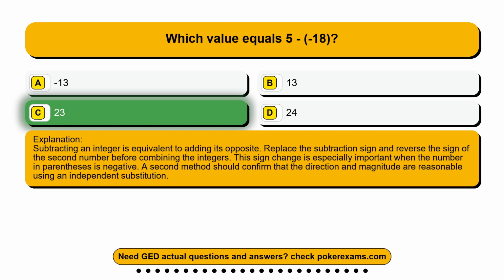Subtracting an integer is equivalent to adding its opposite. Replace the subtraction sign and reverse the sign of the second number before combining the integers. This sign change is especially important when the number in parentheses is negative. A second method should confirm that the direction and magnitude are reasonable using an independent substitution.